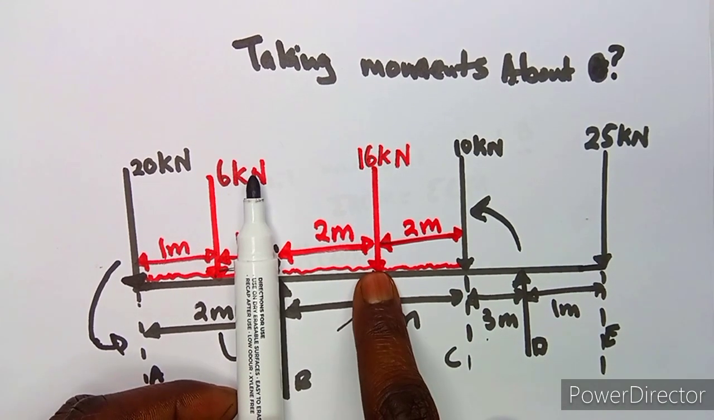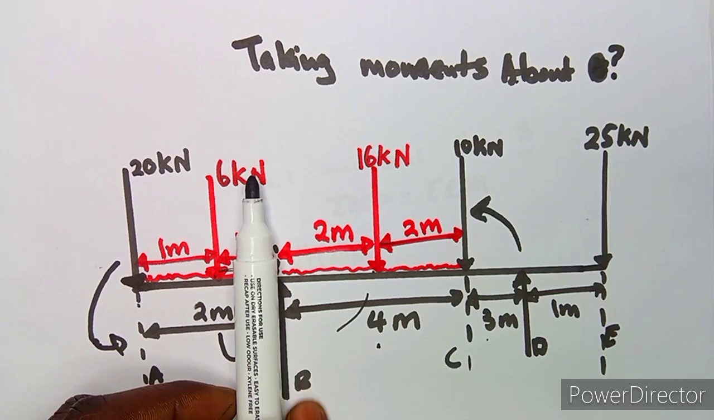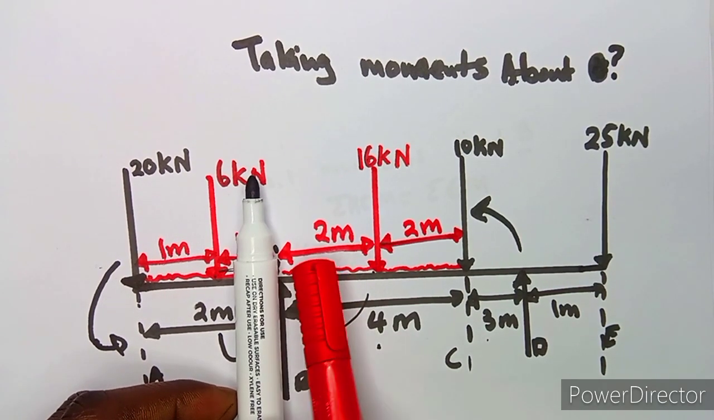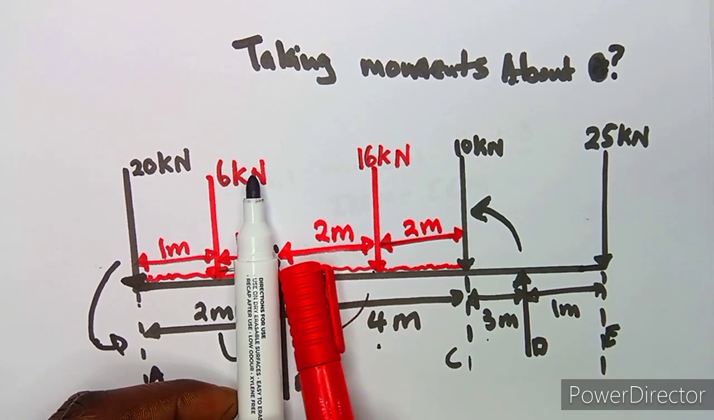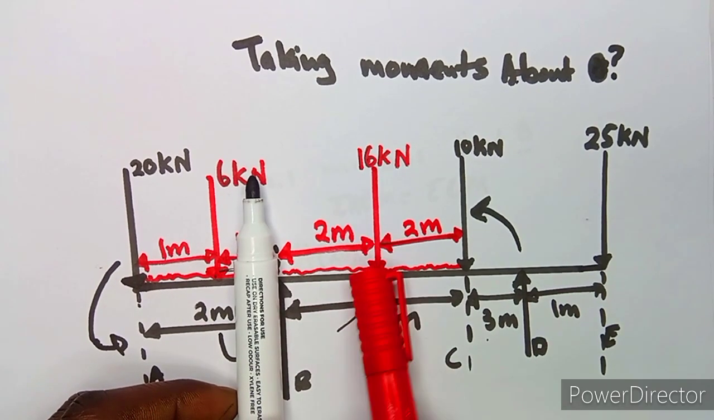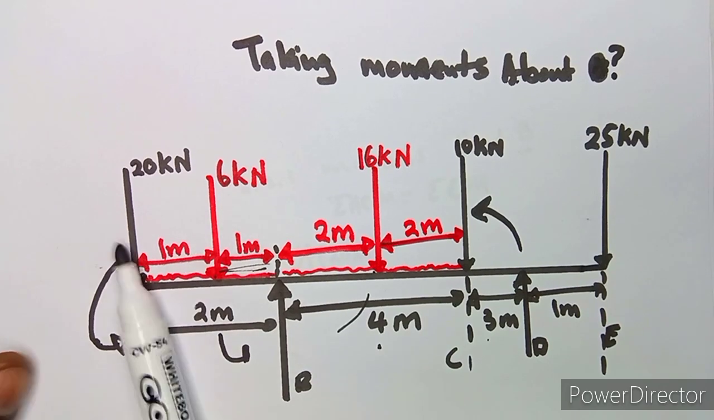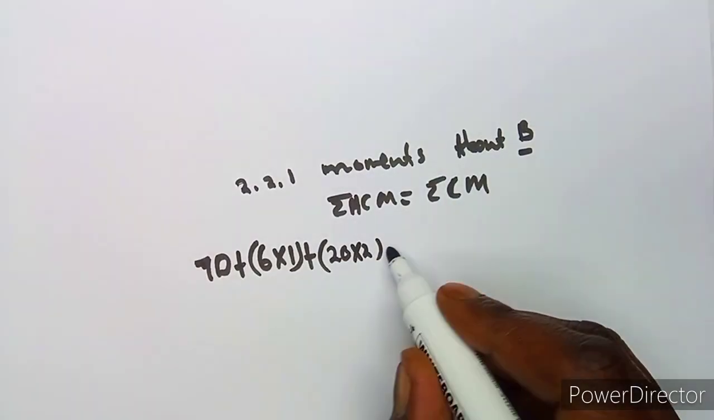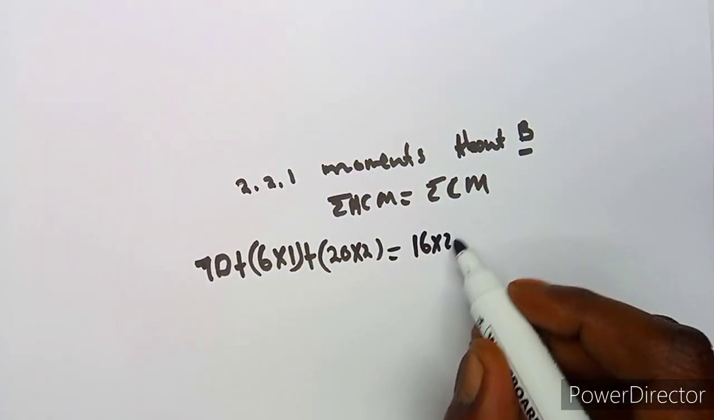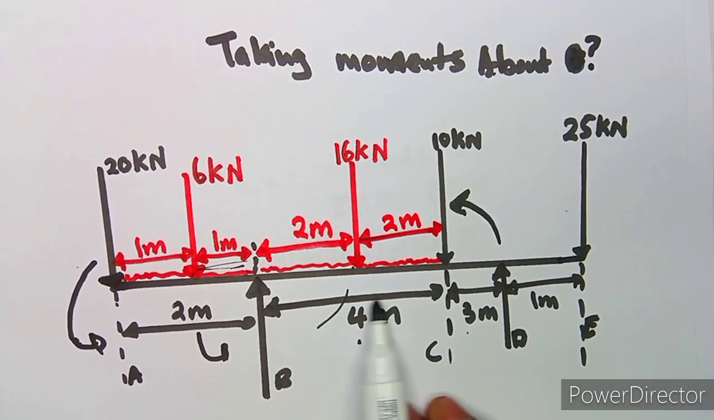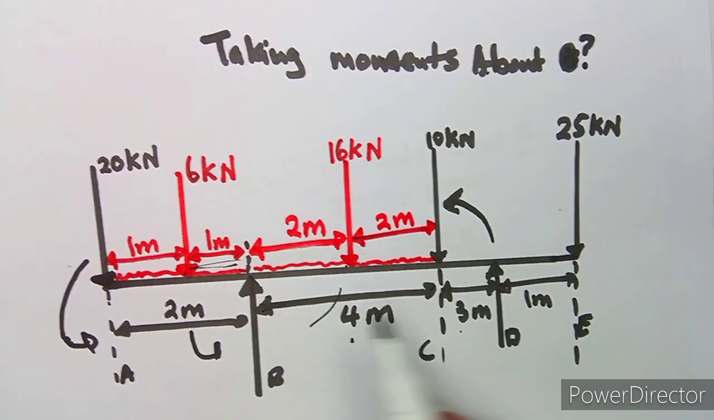So we have got 16 back to B here. As you can see, now it's separated by 2 meters. 16 back to B is 2 meters, so it's going to be 16 by 2. All right, plus you move on to this one. It's going to be 10 times 4. There's a distance of 4, so it's 10 times 4.